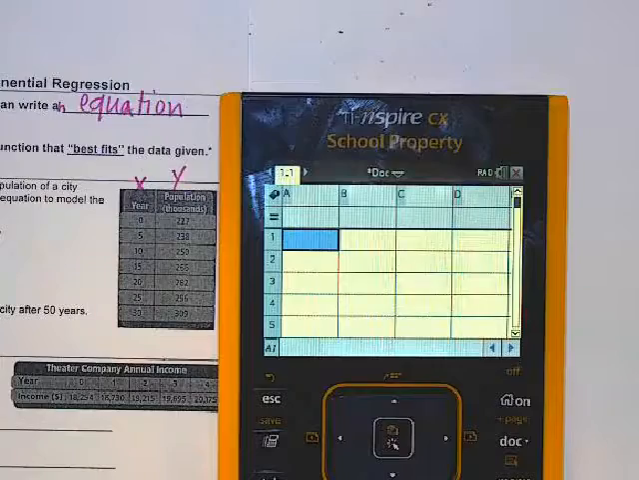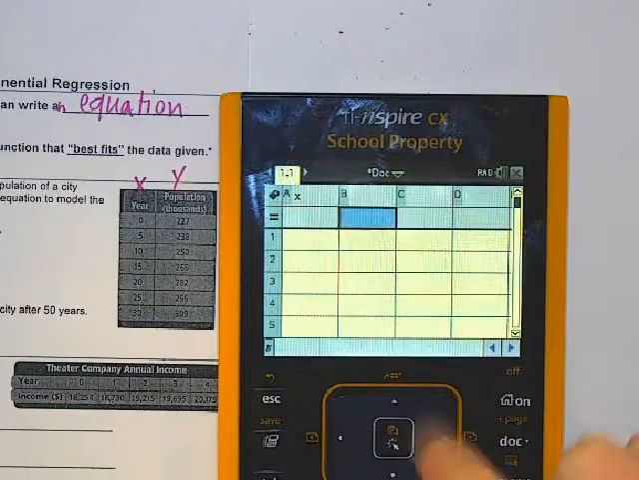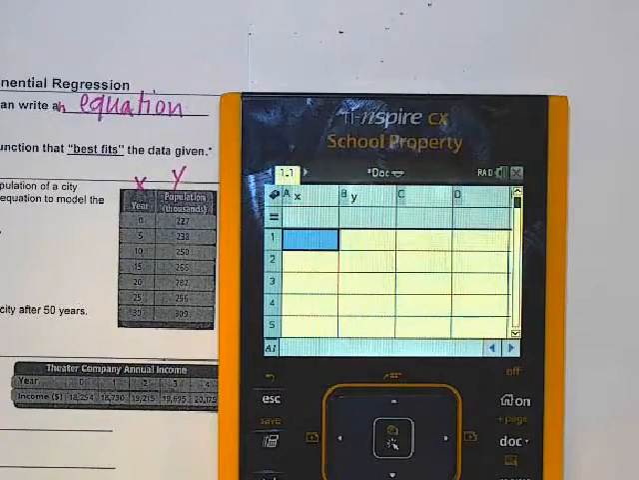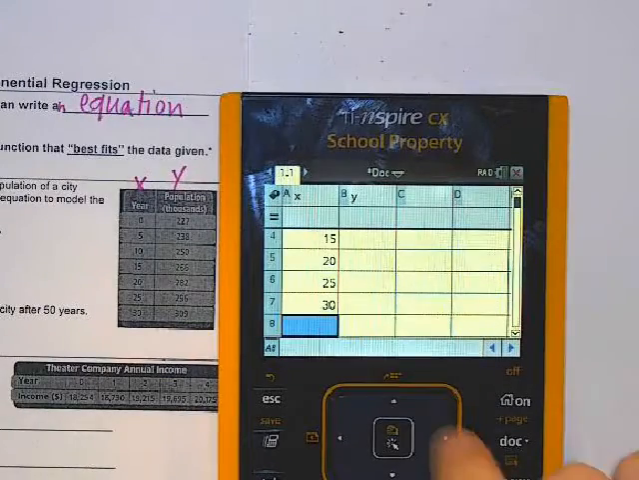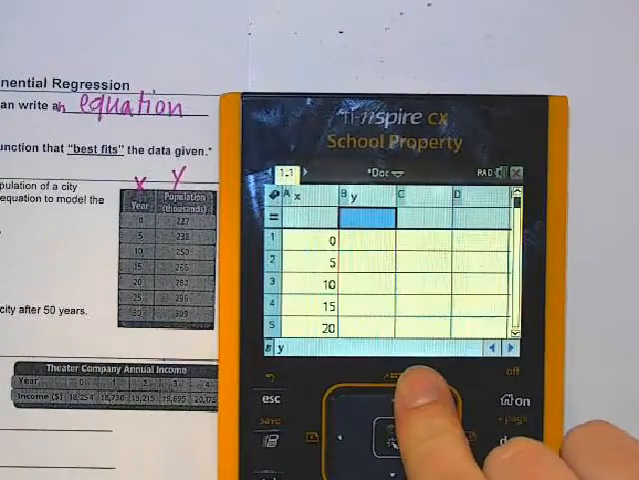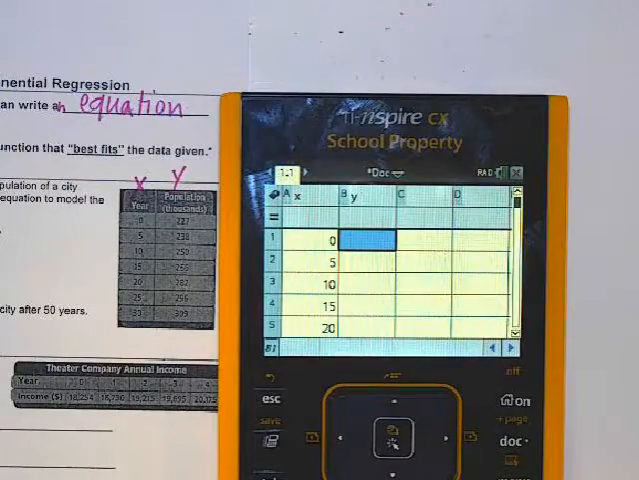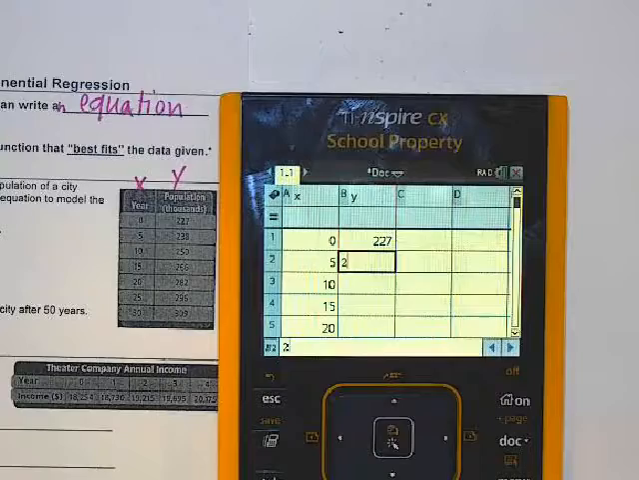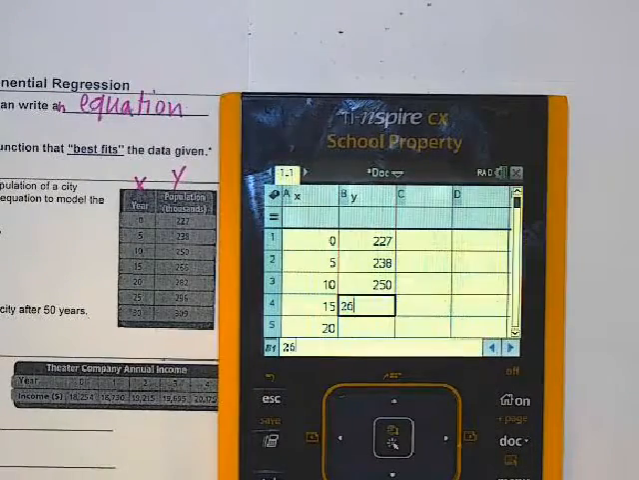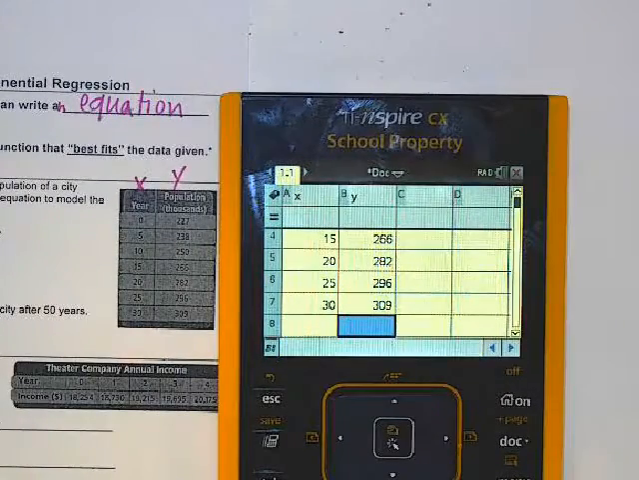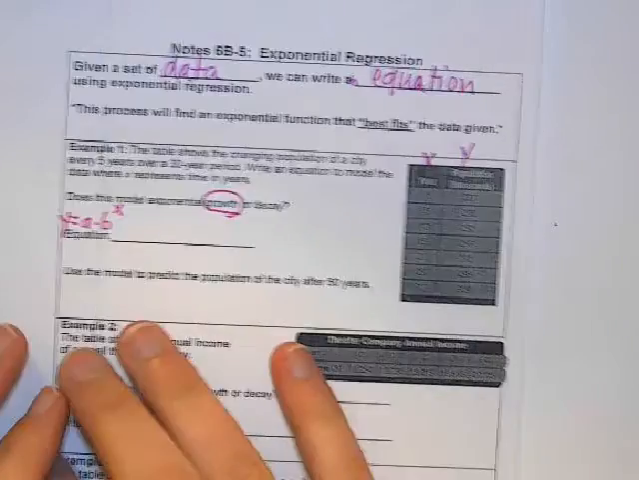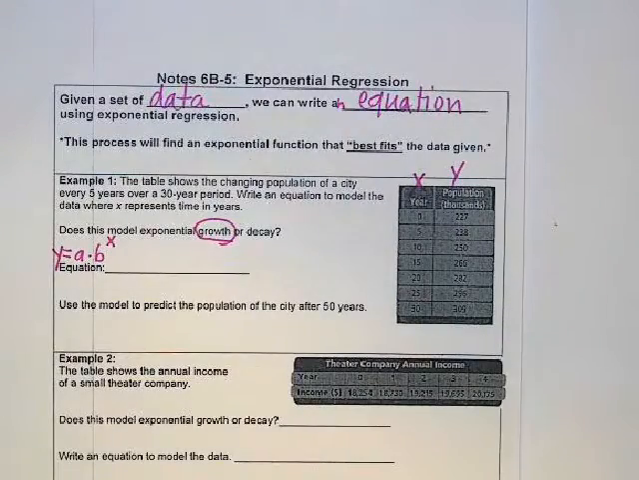Ethan, thank you. Okay, label X column, Y column. All right, so we're counting by 5. 0, 5, 10, 15, 20, 25, 30 for X's. Then we go to the Y's. 227, 238, 250, 266, 282, 296, 309. Now, okay, let's talk about something real quick before you go on. You don't know how to go from there on, so don't click anything else, okay?